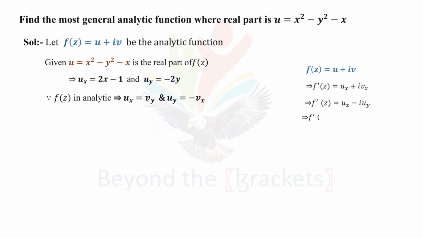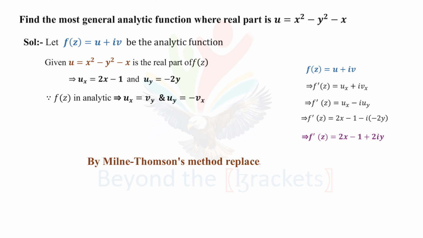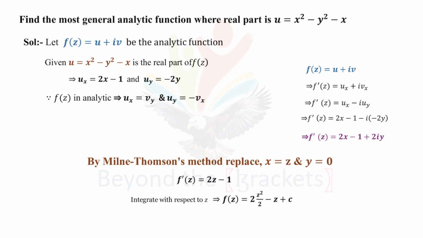Substitute the values. Ux is 2x minus 1 and uy is minus 2y. Solving this by Milne-Thomson method, replace x with z and y with 0. We get f dash of z is equal to 2z minus 1. To get the value of f of z, integrate this with respect to z. We get f of z is equal to 2 into integration of z, which will be z square by 2, minus integration of 1, which will be z, plus c. So the required analytic function is f of z is equal to z square minus z plus c.